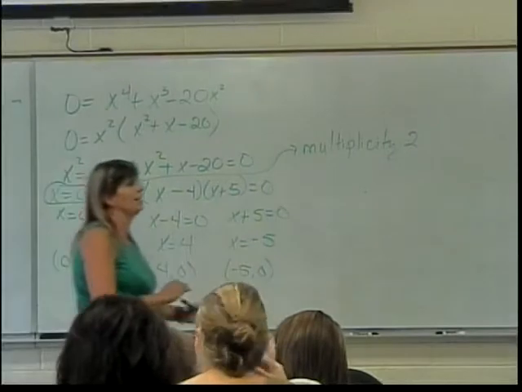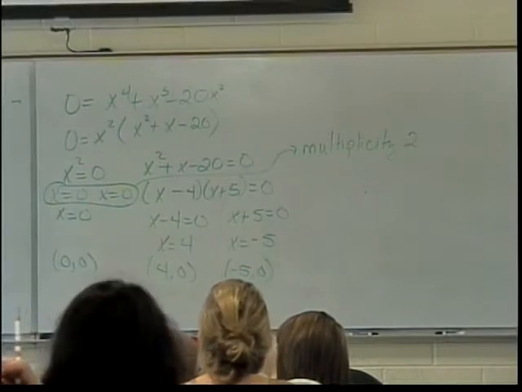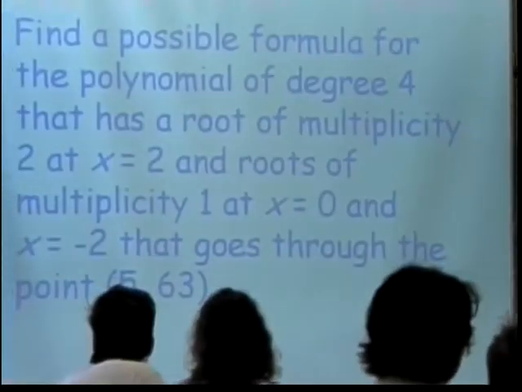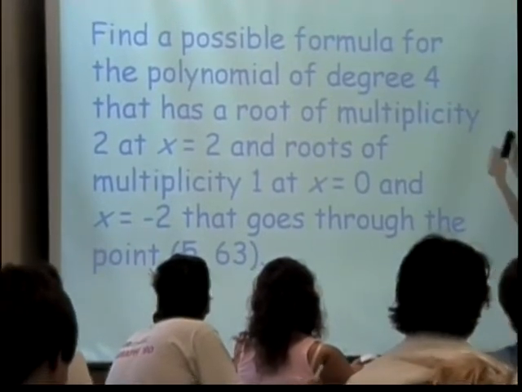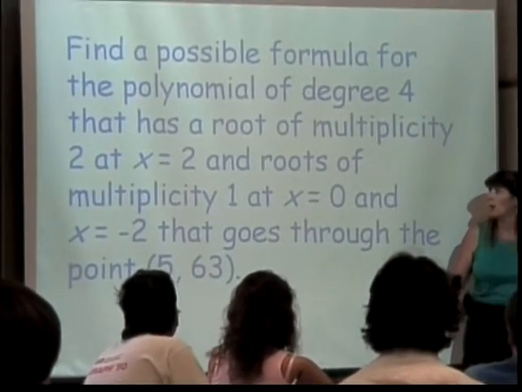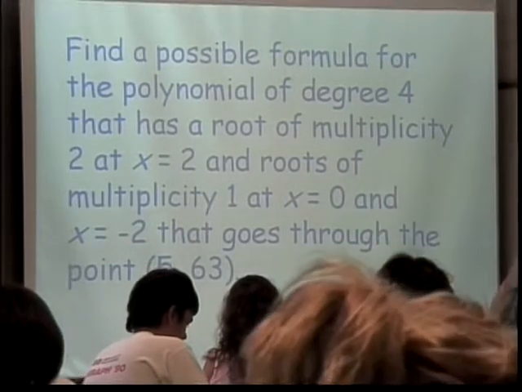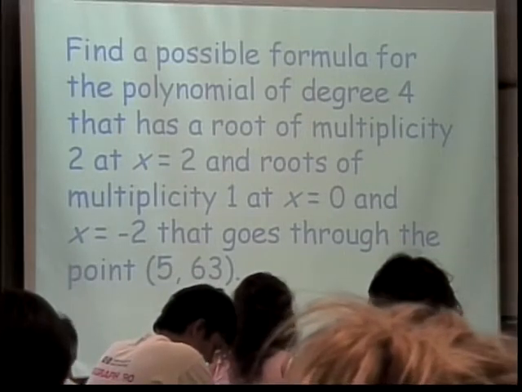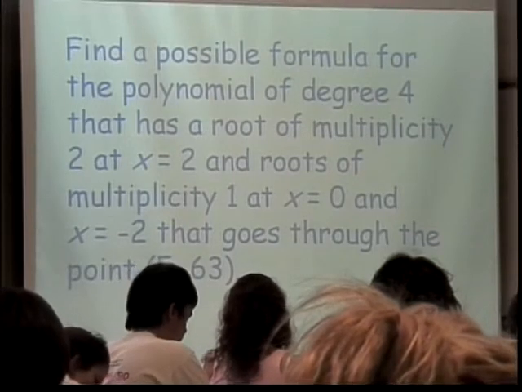Now we're going to skip finding the y-intercepts and the end behavior of this because I want to get to this problem. Find the possible formula for a polynomial of degree 4 that has a root of multiplicity 2 at x equals 2 and roots of multiplicity 1 at x equals 0 and x equals negative 2. And it goes through the point (5, 63). Holy cow. This sounds terrible, doesn't it? It's an awful lot of words, but really it's not so bad.